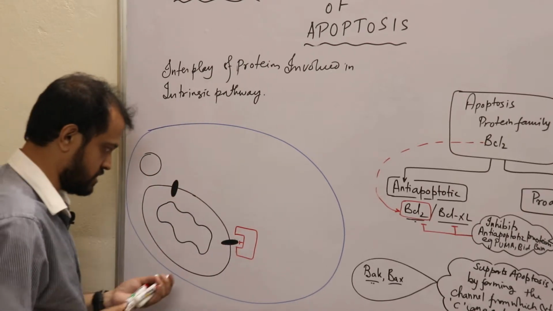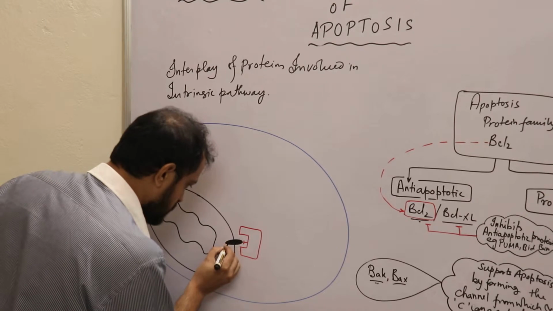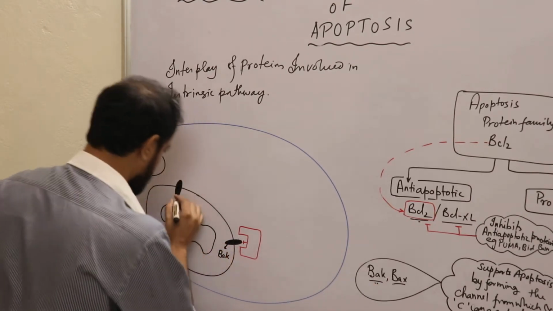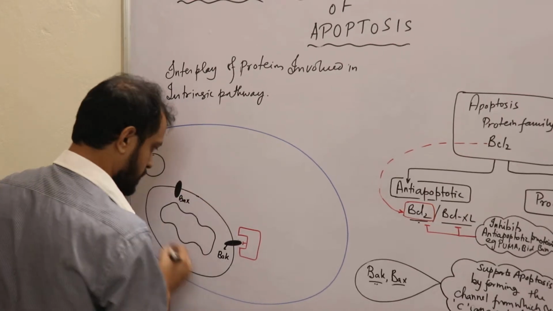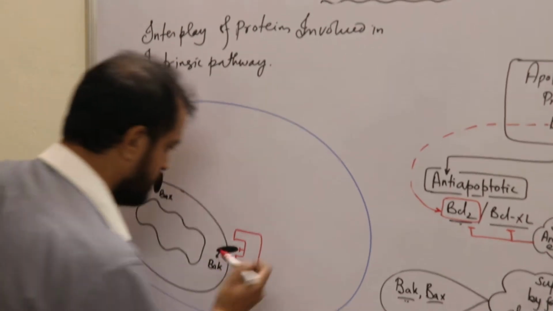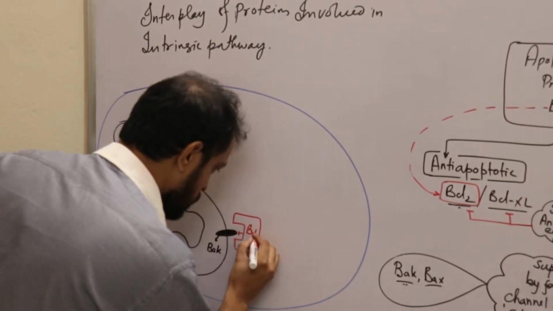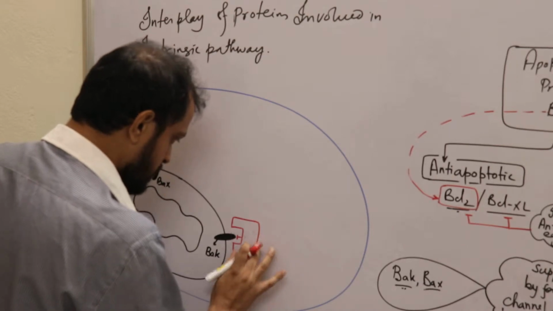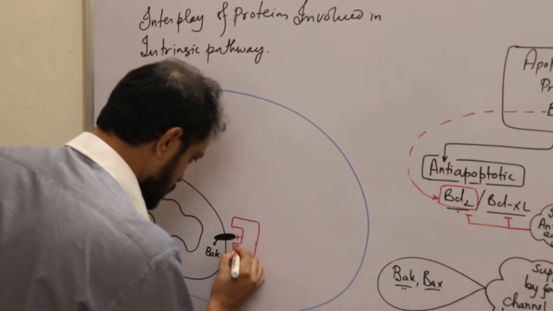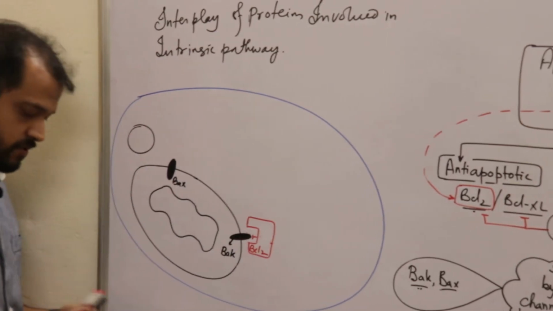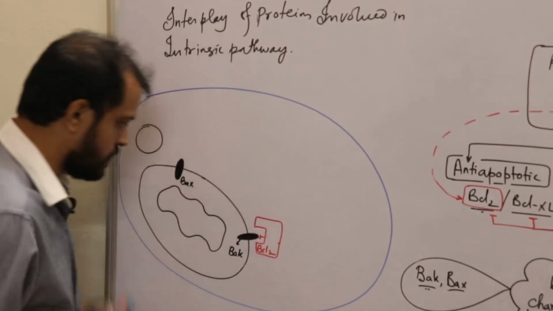Now listen with all your attention. The black one here is actually Bax and Bak, and this protein which is inhibiting Bax and Bak is actually BCL2. Why is BCL2 inhibiting Bax and Bak? There is a reason for it. Listen with all your attention.